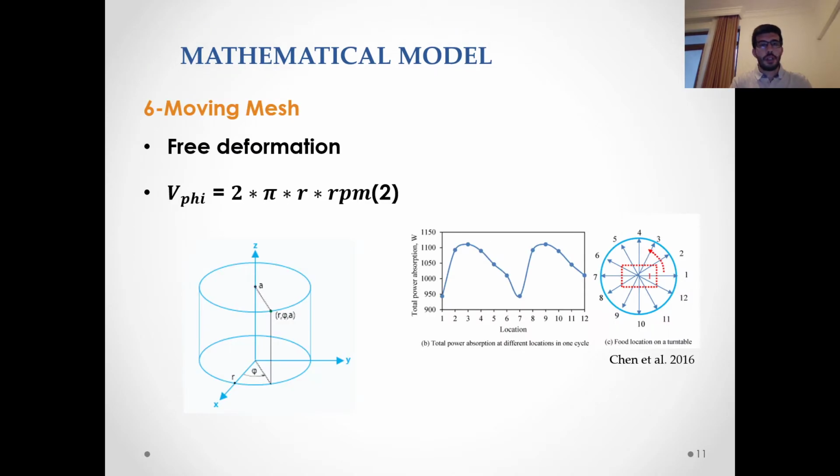The rotation effect is applied with the moving mesh model. Cavity and sample are defined as free deformation. This is the velocity equation, the velocity equation in the feed direction. By this equation and the automatic remesh, our rotation is continuous during the process. Most studies use mesh displacement, which is a step-by-step rotation.